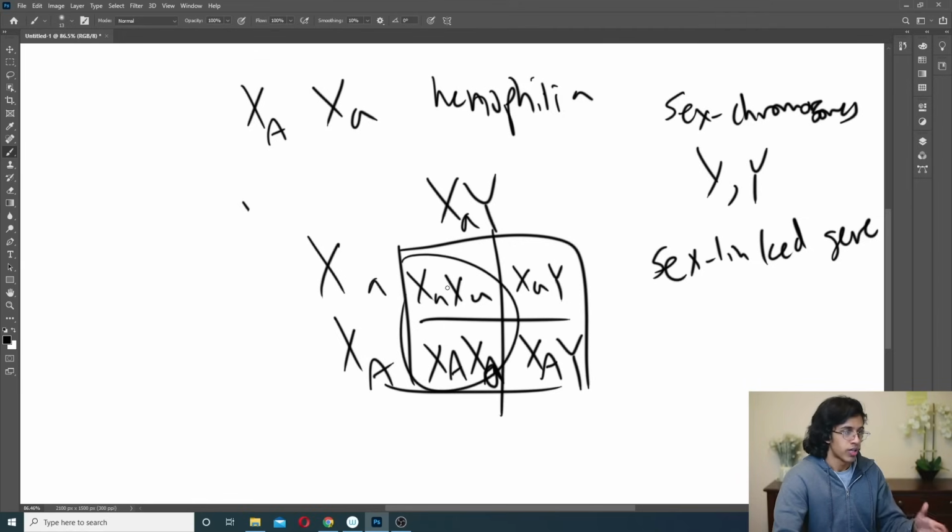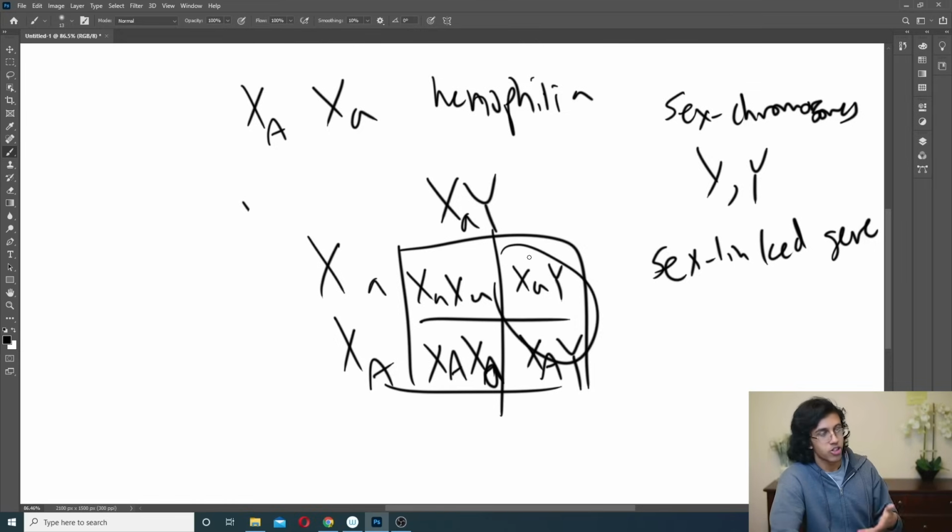These two are daughters, right? There's a 1/2 chance that they have hemophilia. There's a 1/2 chance that they're a carrier, right? They have the disease gene, but they're not actually diseased, right? If they have a son, then there's still a 1/2 chance, right? Because only this guy's going to have it, this guy is not.